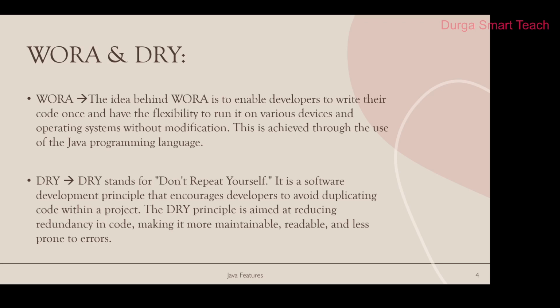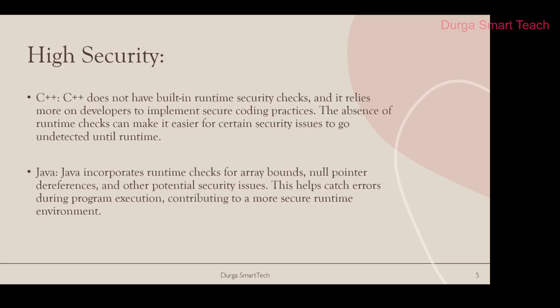And the next one is DRY. DRY is nothing but don't repeat yourself. It is a software development principle that encourages developers to avoid duplicate code within a project. The DRY principle is aimed at reducing redundancy in code, making it more maintainable, readable, and less prone to errors. So it is used to reduce error prone situations.